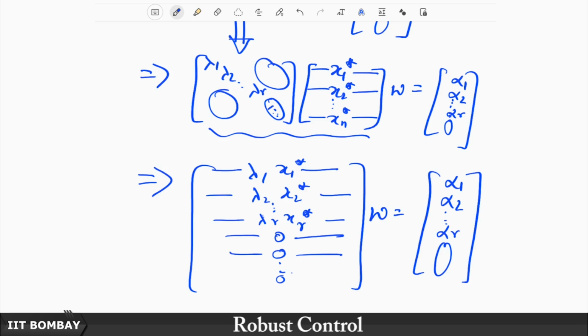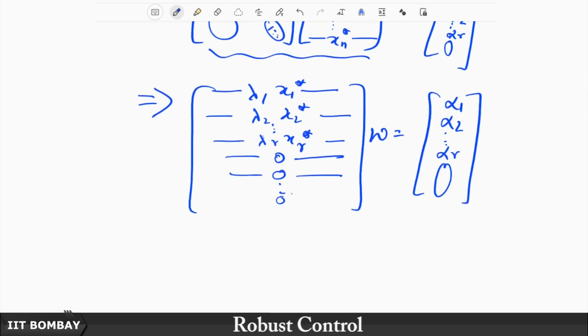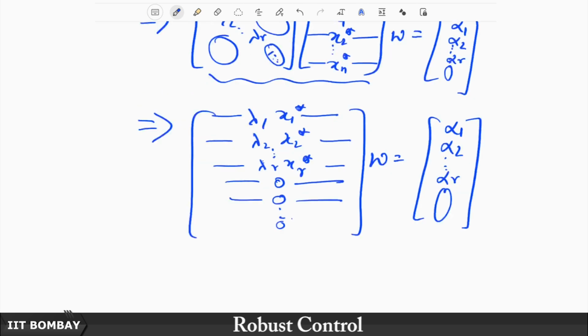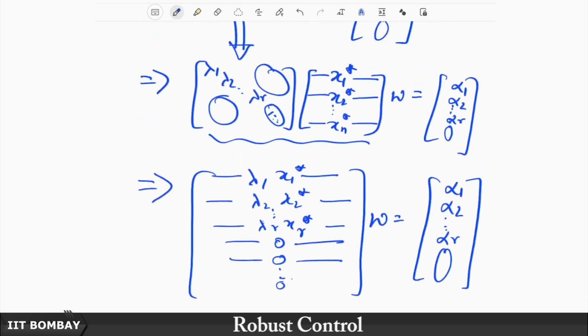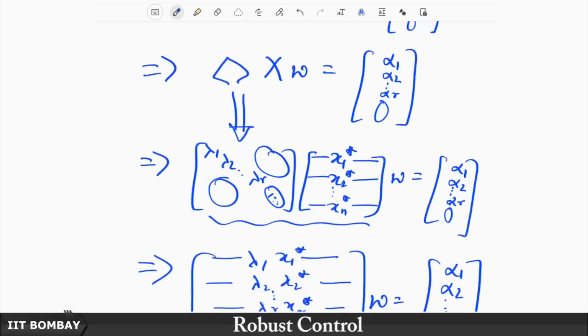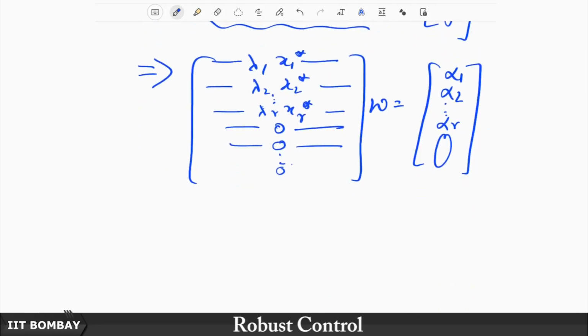So, can we show that there exists some solution for this w? Well, for starters, you might say, what is the guarantee that there does exist some solution? For that you need to observe how many equations are here. There are R equations, and these R equations exactly match with this.